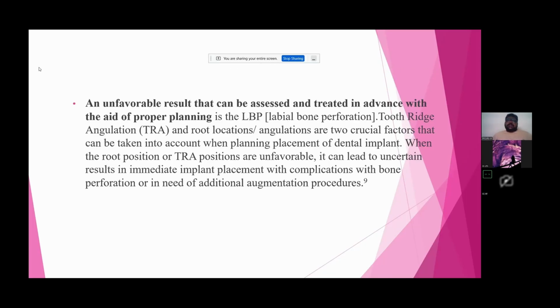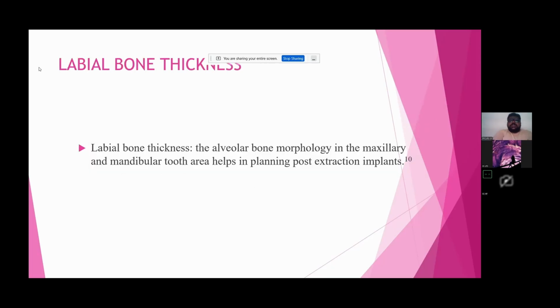Unfavorable results that can be assessed and treated in advance with the aid of proper planning include labial bone perforation. Tooth ridge angulation, TRA, and socket root position, SRP, are two crucial factors that can be taken into account when planning the placement of dental implants. When the root position or TRA are unfavorable, it can lead to uncertain results in immediate implant placement, with complications of bone perforation or the need for additional augmentation procedures.